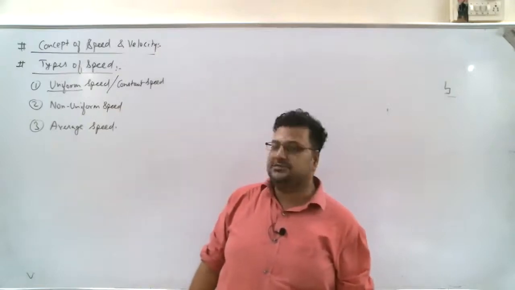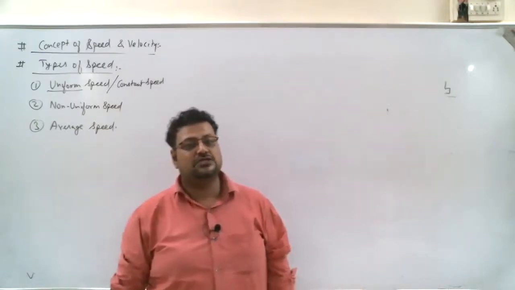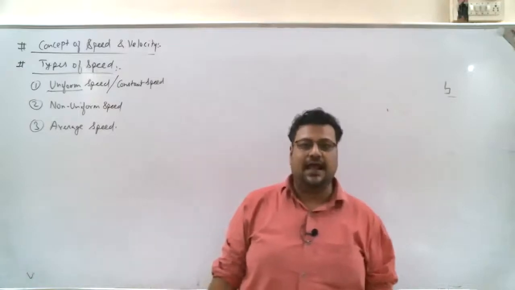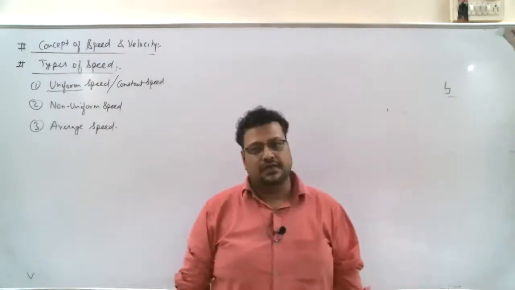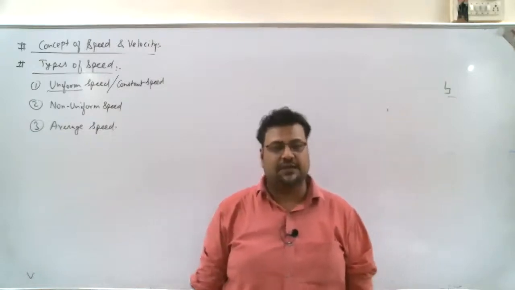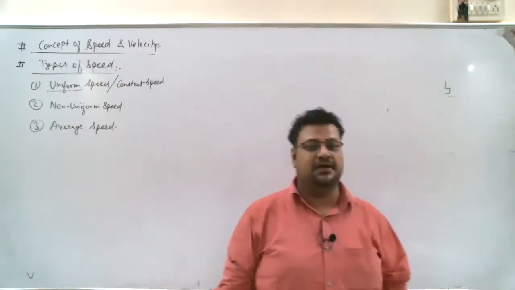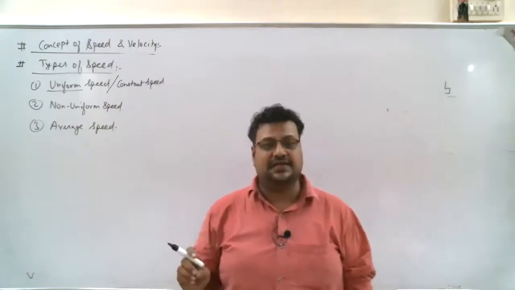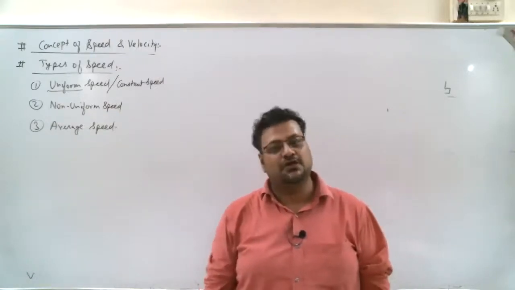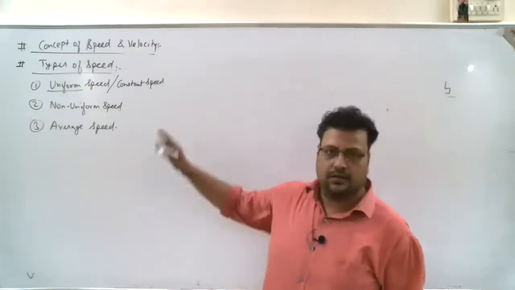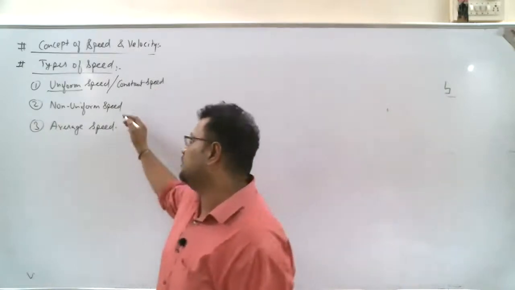What is uniform speed? That kind of speed which does not change at any instant of time. For example, if a car is moving with a certain speed of 10 meter per second, and if every second its speed doesn't change, then we'll say the car is moving with uniform speed. Although I'll be describing it, don't worry about it.